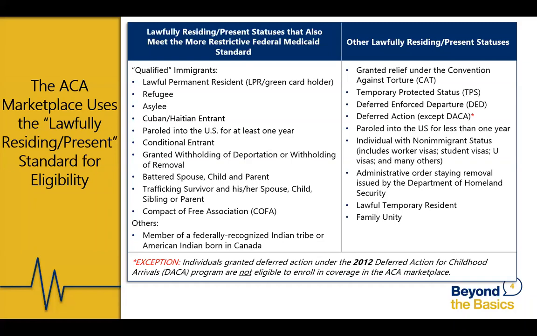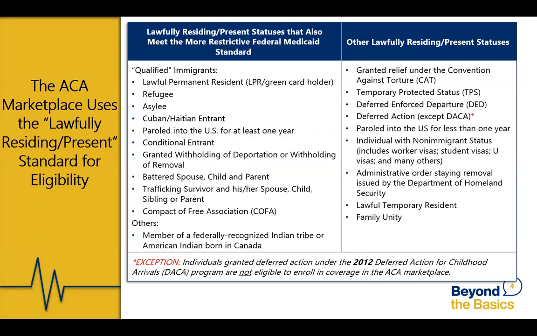We're starting with the marketplace. The marketplace uses a lawfully present standard for determining whether people are eligible. This is actually a more expansive eligibility standard than is used in Medicaid. So all of the people whose immigration status makes them eligible for Medicaid are also eligible for marketplace coverage if they're, for example, over income for Medicaid.